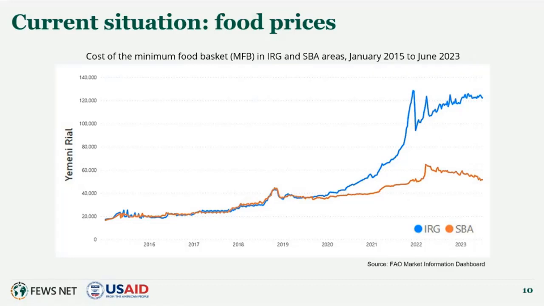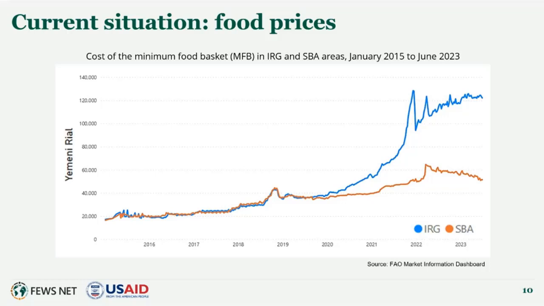So on this slide, we are looking at the cost of the minimum food basket on average across IRG-controlled areas in blue, and on average across SBA-controlled areas in orange up through June 2023. You can see that food prices have generally been increasing in IRG-controlled areas still in recent months to date, due to depreciation of the currency, which is making imports more expensive despite declining global food prices, though the rate of food price increases has slowed over the past year compared to previously.